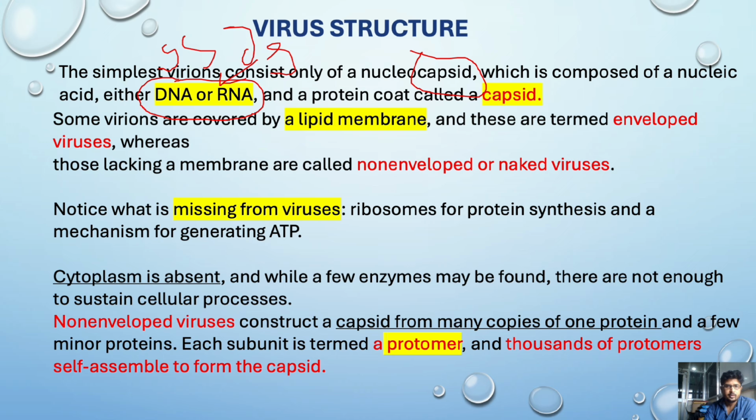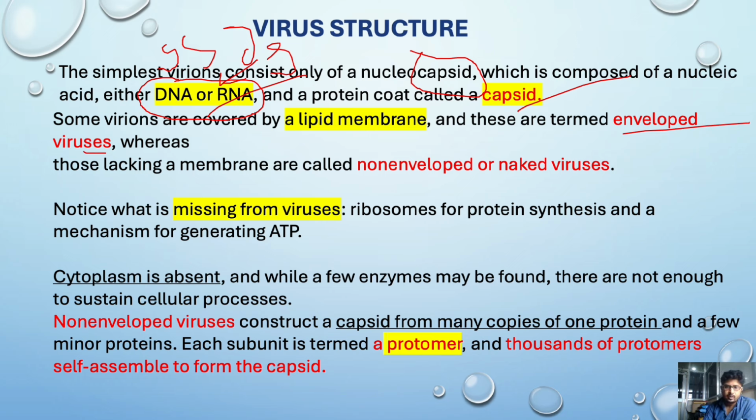Now some viruses, apart from this capsid and nucleic acid, may contain an envelope, right? Generally animal and plant viruses contain this envelope. The envelope resides outside the viral structure. I will show you the picture in the next slide. Non-enveloped viruses contain only the capsid and the nucleic acid part. But in the case of enveloped viruses, apart from these two, there is a lipid membrane where several proteins can be present. I'll show you the picture.